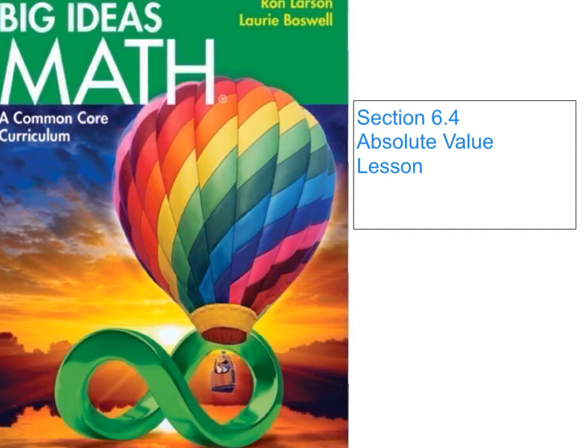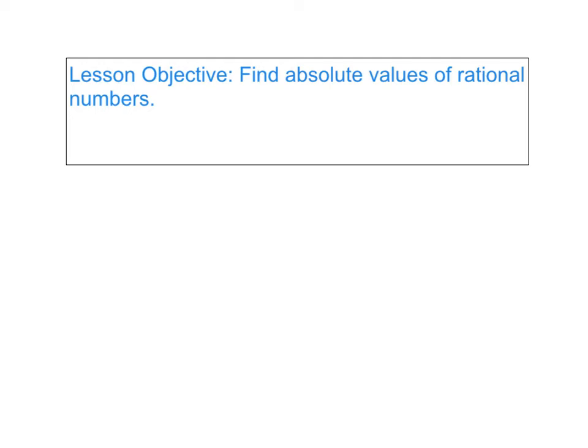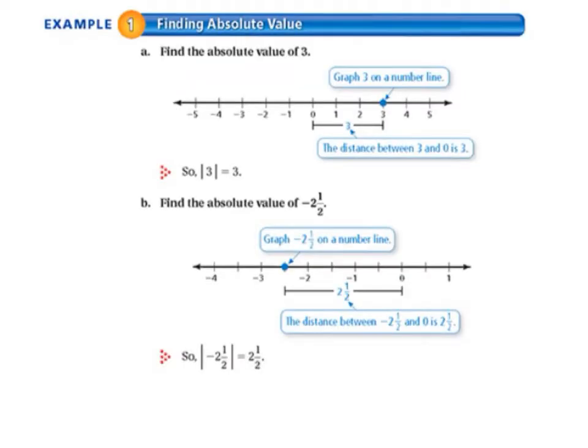Pause while you write Section 6.4 lesson in your math notebook. Pause again while you write today's lesson objective: find absolute values of rational numbers in your math notebook. Today we'll be starting on page 270 in your textbook.